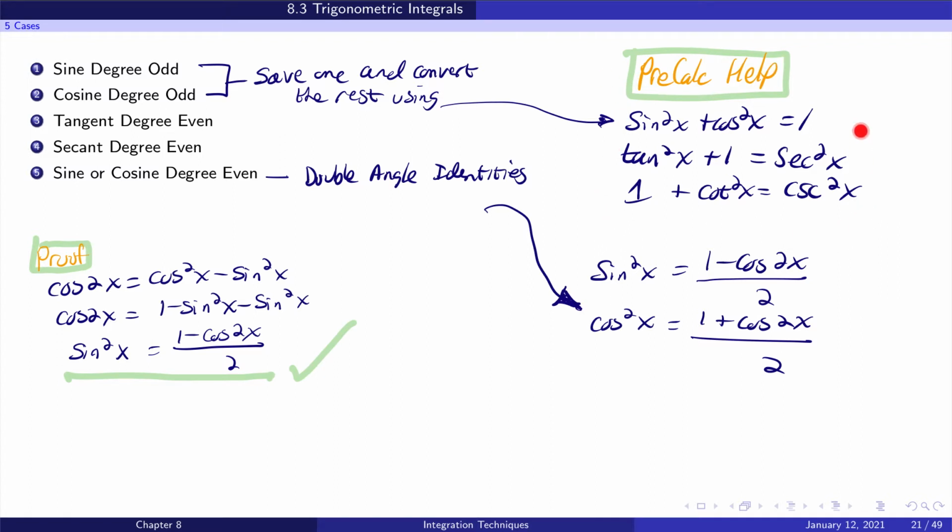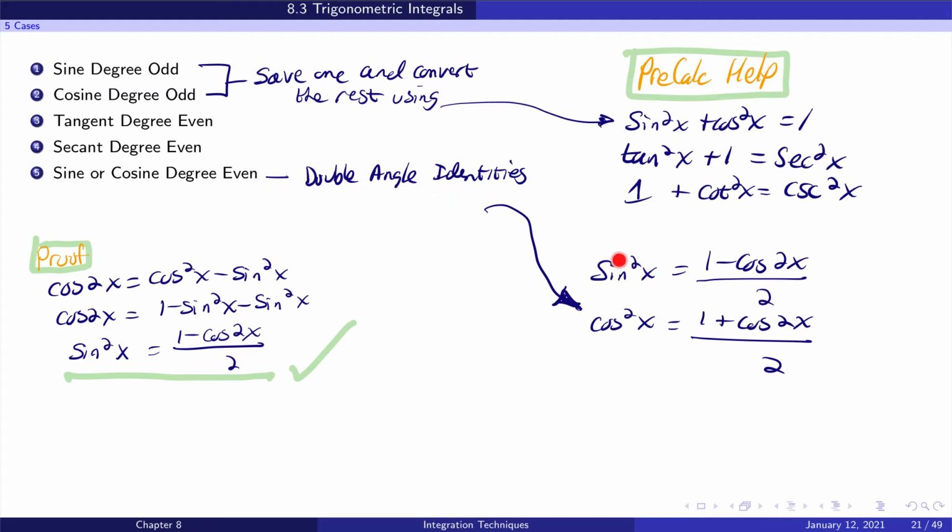So here are your Pythagorean identities from pre-calc, and most important is probably this middle one, tangent squared plus 1 is secant squared. Since all these have even exponents, realize that you can convert even powered trig functions into something else. So if you need to get rid of sine squared, you can turn it into 1 minus cosine squared, etc.